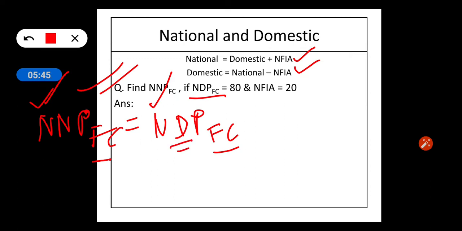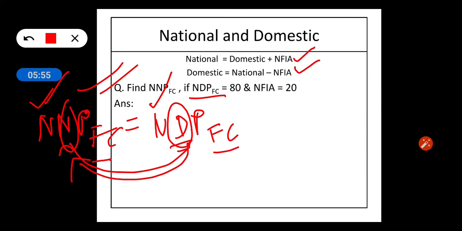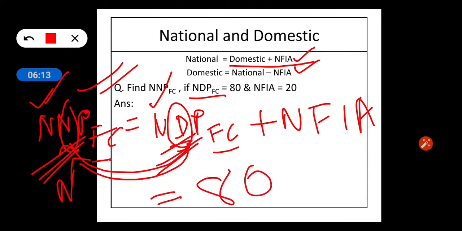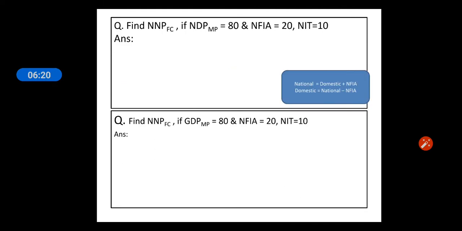Thirdly, let's check these two factors. We have domestic here, and on the other side we have national here. So we have to convert this domestic to national. To do that, you have to add NFIA. If you add NFIA to your domestic, then you get national, right? So let's put the value. NDP FC is 80 and your NFIA value is 20. So your answer is 100. Let us solve more questions.